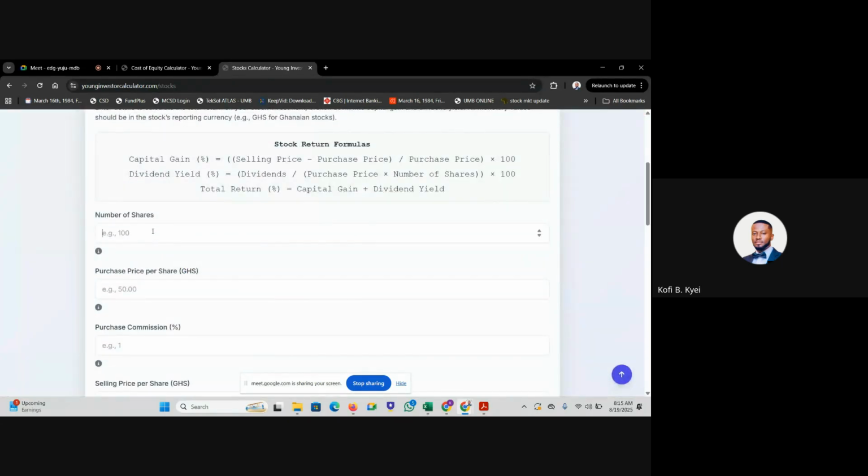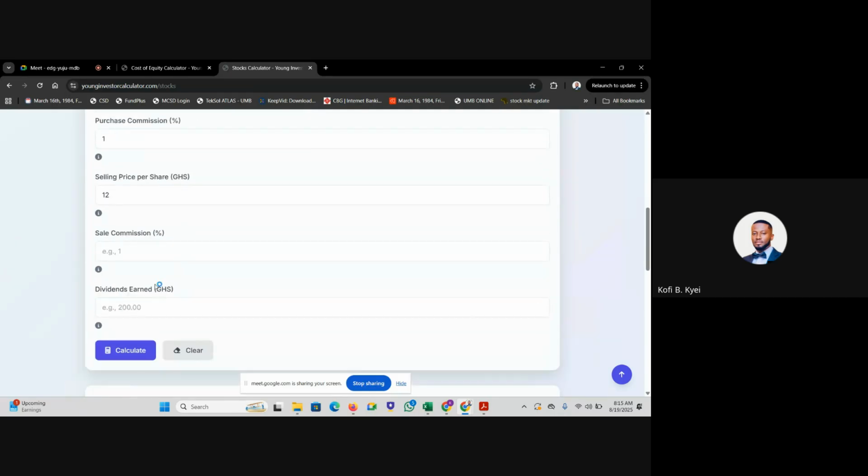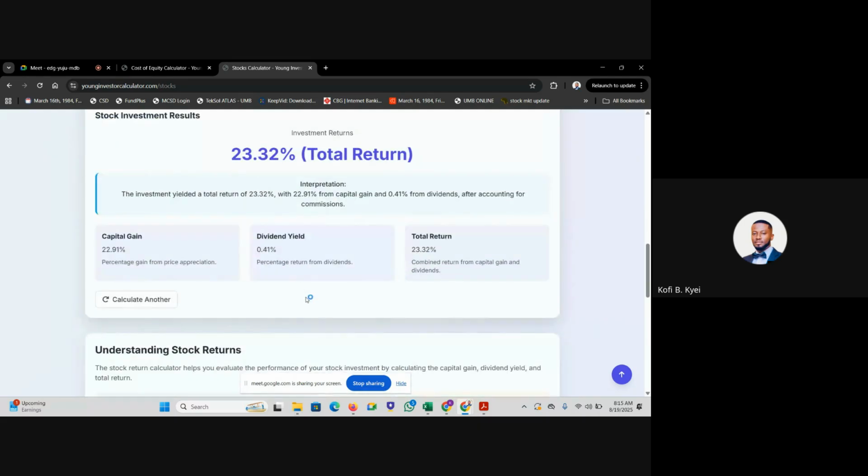All right. So let's say you have 5,000 shares of, let's say GCB at 9.57, and your broker takes a commission of 1%. Selling price, possibly maybe sold it at 12 cedis. And the broker takes another 1%. And you see, there's dividend here. It takes into consideration dividend. So probably you earn a dividend of 200 cedis. What you calculate, that is the capital gain.